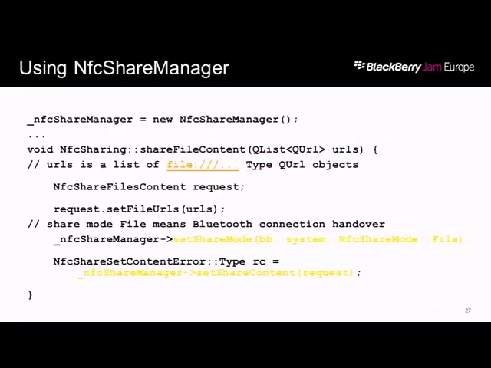This is it. This is the sum total of your application, which will do all the NFC Bluetooth negotiation. We're using something called NFC Share Manager. It works this way. You build a request. The request is a list of files. In this particular case, I would be building a list of files in terms of file URLs for the PNG files that I wanted to transfer. I tell the NFC manager I want to share files. And then I pass that request to the NFC manager and say, set share content. And then it does it.